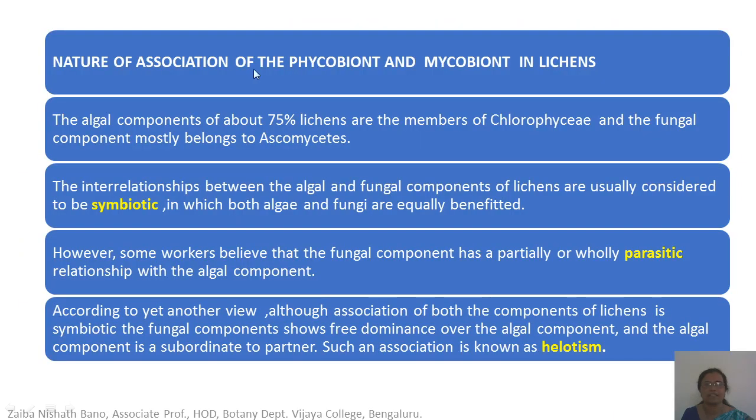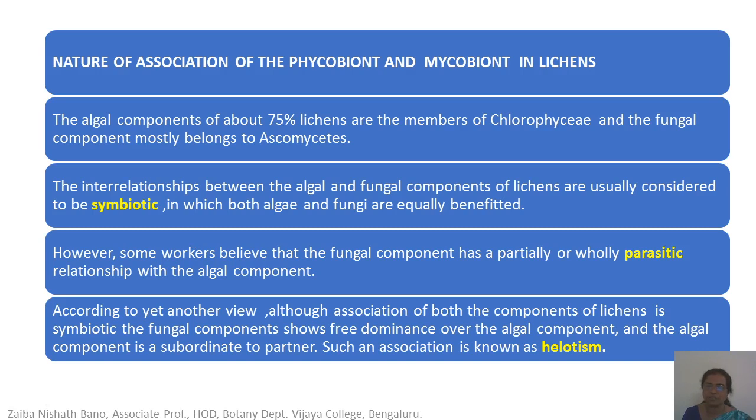Now let us understand the nature of association of the algal component, which we understood as the phycobiont, and the fungal component, which we called the mycobiont, in lichens. In most lichens, say about 75% of lichens, the algal components are members of Chlorophyceae, and the fungal component mostly belongs to Ascomycetes. Now the interrelationship between the algal and fungal components is usually considered as symbiotic, in which both the partners are mutually benefited.